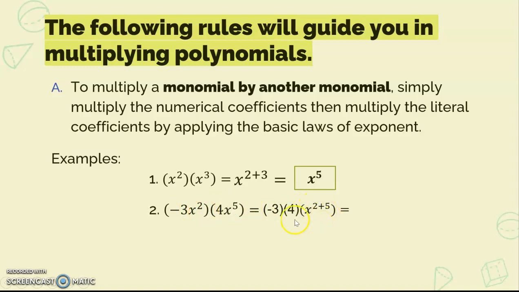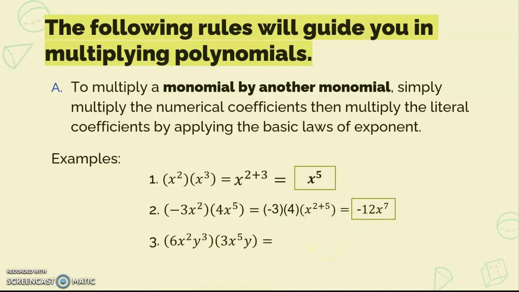So for our final answer, negative 3 times 4, since these are unlike signs, recall the rules in multiplying integers. When you multiply two unlike signs, the answer is automatically negative. Okay, so we have negative 12x to the 7, or x raised to 7.